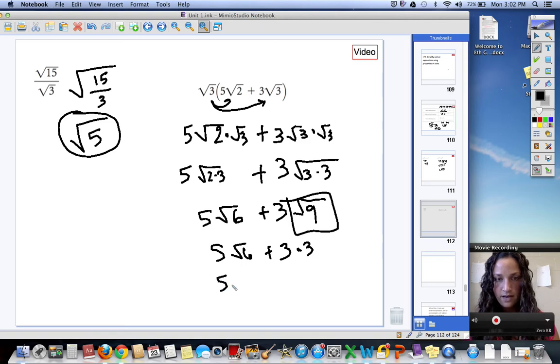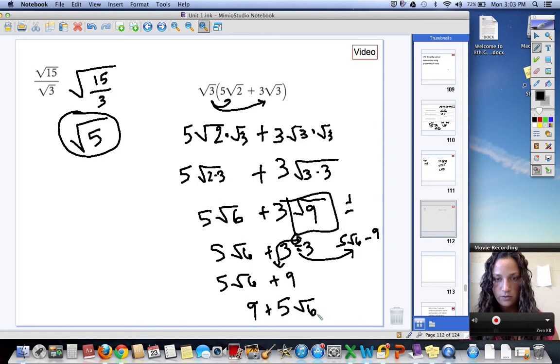So then I'm going to have 5 root 6 plus 9. The other thing is, though, it could be a plus or minus 3. So this could also be 5 root 6 minus 9, because this could be a positive or a negative 3. So when I multiply by a positive, I get this. When I multiply by my negative, I get that. Normally, you'll see it written with the regular number by itself first, and then the radical afterwards, like that.